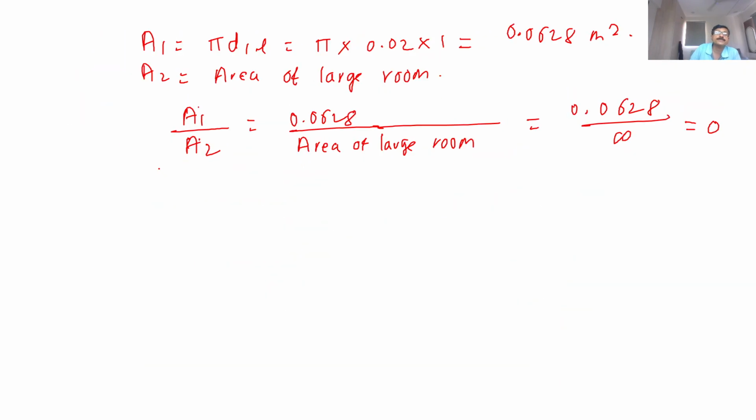So just put the values. Q1 to 2 is equal to sigma, 5.67 into 10 raised to minus 8, into A1. What is A1?